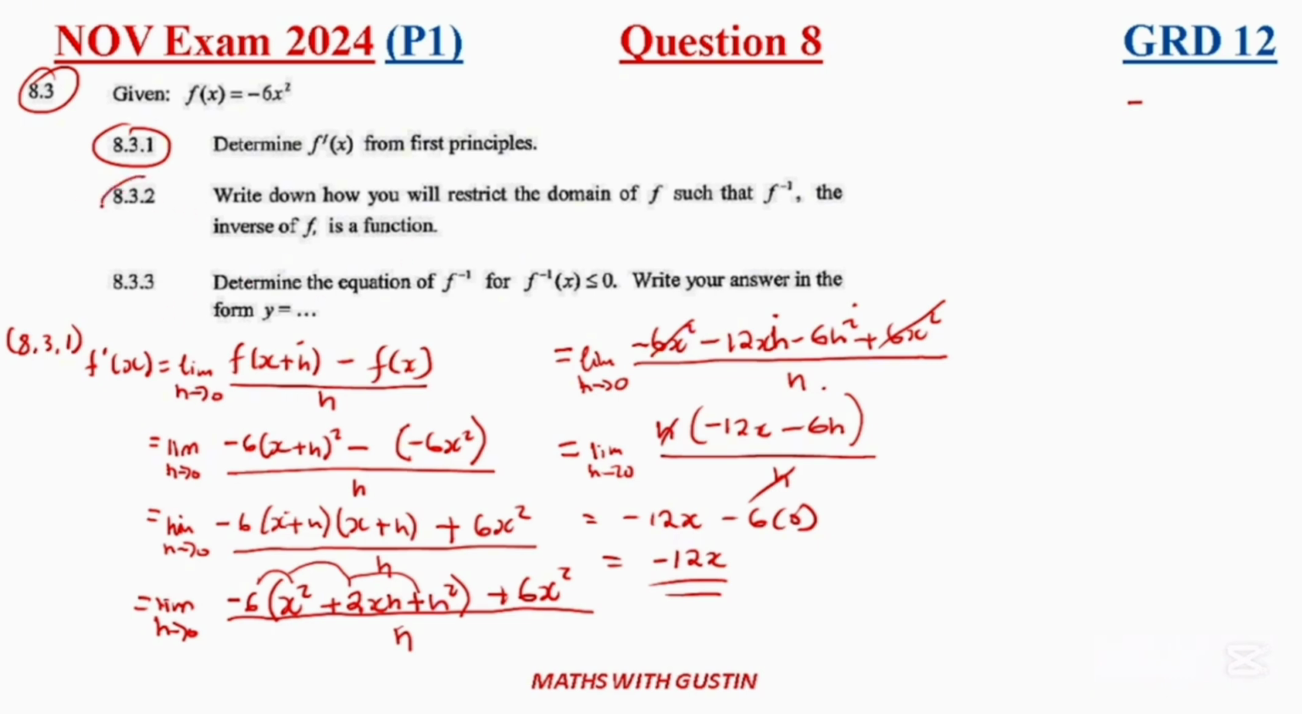All right, so 8.3.2, it says write down how you will constrain the domain of f such that f inverse, the inverse of x, is a function. So they like asking this question a lot, guys, a lot. You just need to know in this case on which interval this will be a function. As you can see there, this is a parabola.